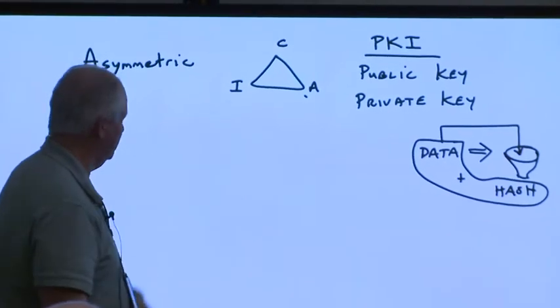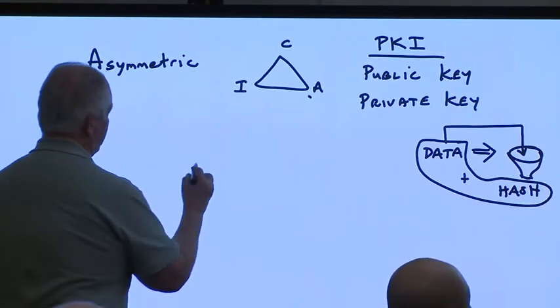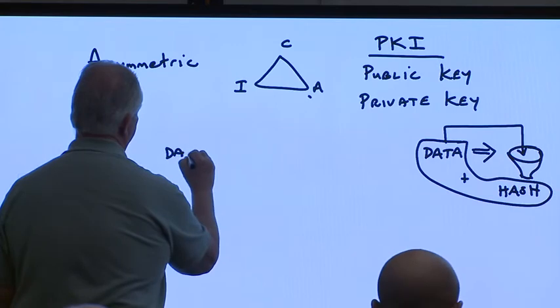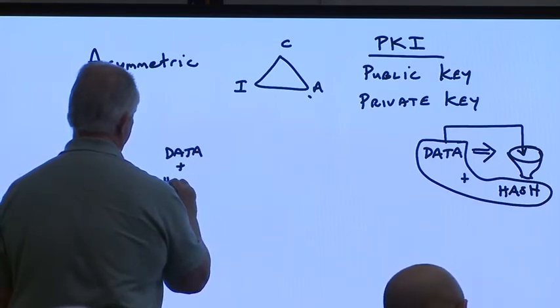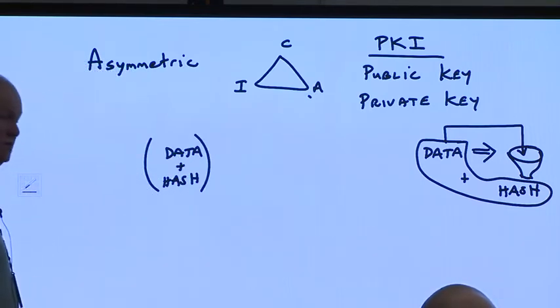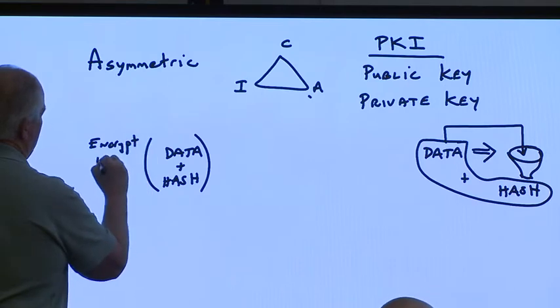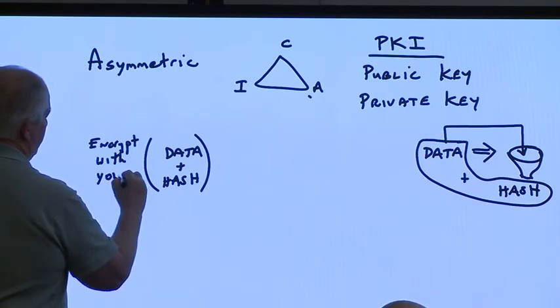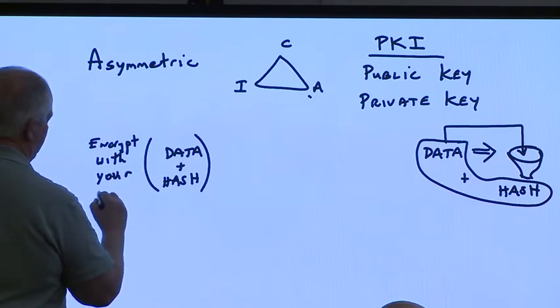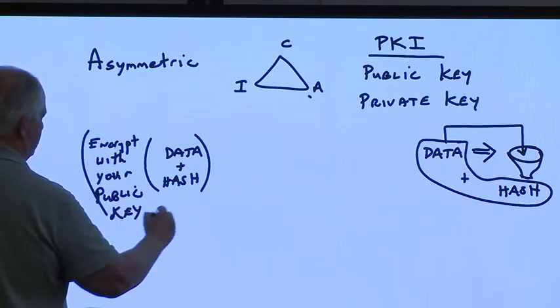So if we want to use PKI or public key infrastructure to cover all three aspects of the CIA triangle, the very first thing I'm going to do is take the data that we have. To that, I'm going to add the hash. And now I want to go ahead and encrypt this so that you're the only person who can read this. So how do I encrypt it so you can be the only person to read this? I will encrypt with your public key. What's the only thing that can decrypt this? Your private key.